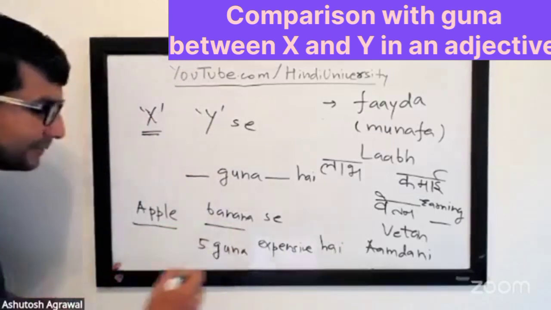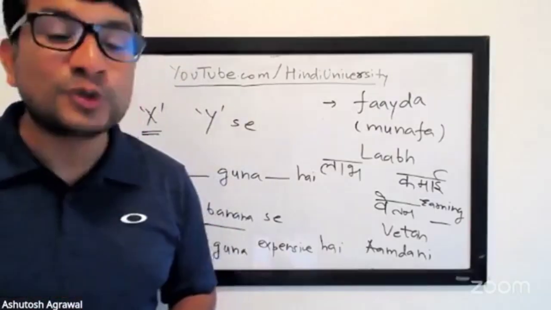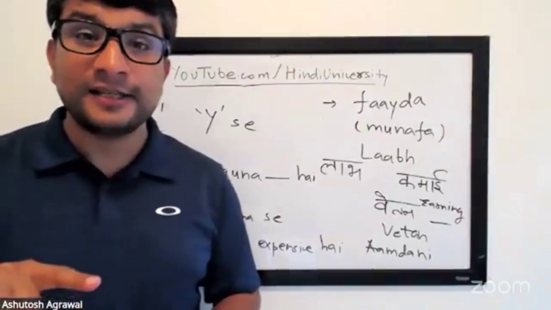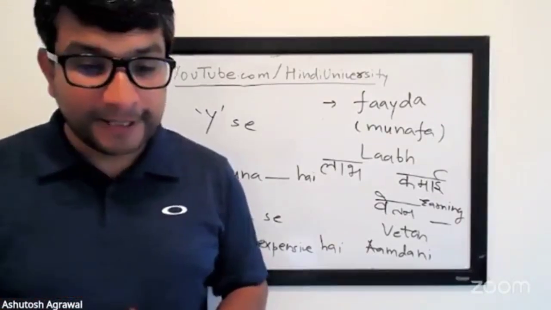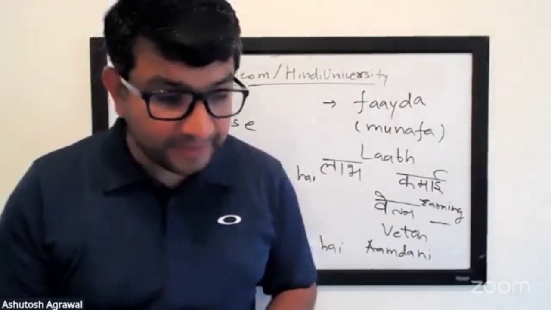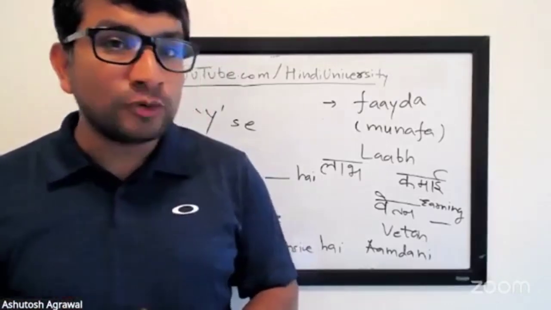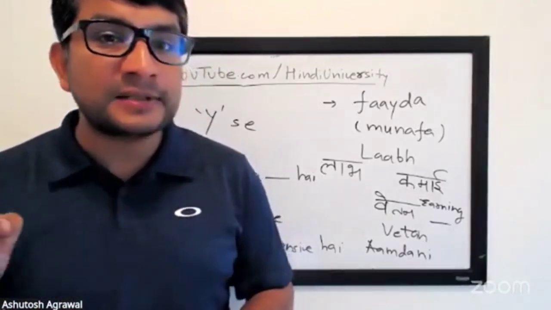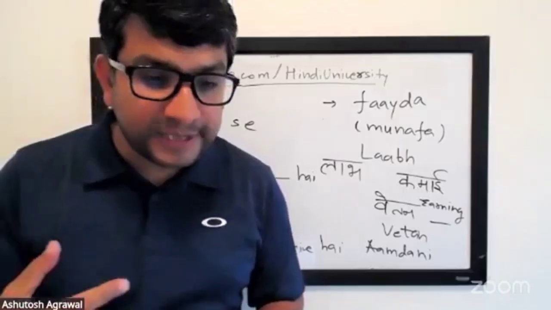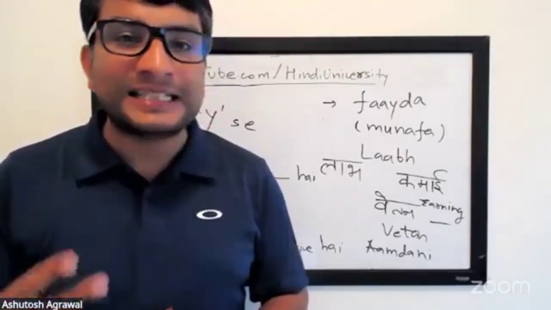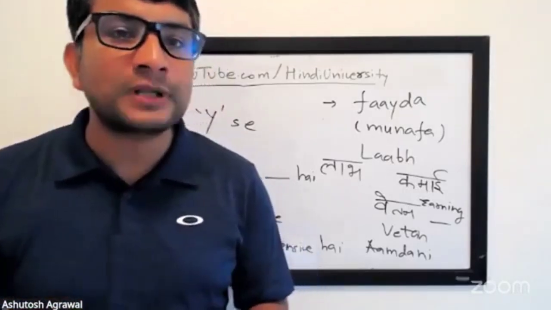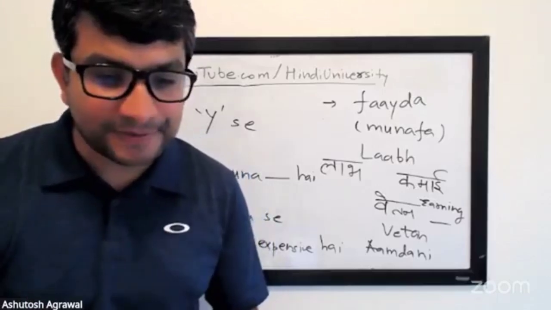Apple is 5 times more expensive than banana, so banana is twice as cheap. Okay, now so far, if you notice, we have a noun and we are describing some sort of quality. So we are using these duguna, tiguna, charguna almost like adjectival phrases.